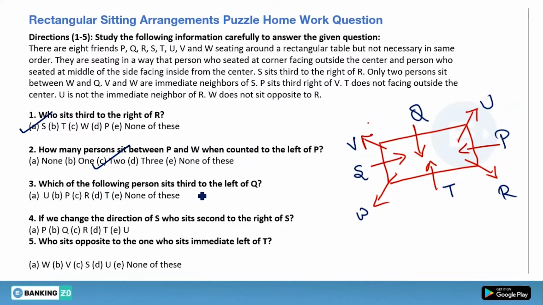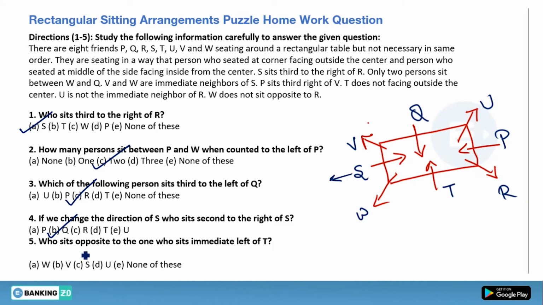Which of the following persons sits third to the left of Q? Q is facing inside, the left is in clockwise direction, so the third left will be 1, 2 and 3, R. So option number C is correct. Now question number 4, if we change the direction of S, who sits second to the right of S? S is facing inside, but in our question the condition is given that we have to change the direction of S, so S should face outside, and it is asking us second to the right of S, so 1 and 2. If S is facing outside, the right will be clockwise, so Q must be seated.